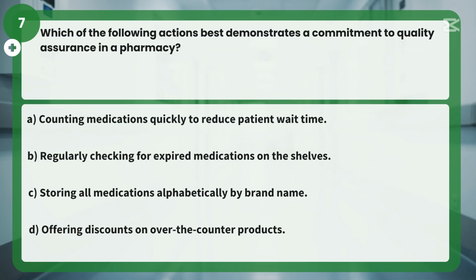Question 7. Which of the following actions best demonstrates a commitment to quality assurance in a pharmacy? A. Counting medications quickly to reduce patient wait time. B. Regularly checking for expired medications on the shelves. C. Storing all medications alphabetically by brand name. D. Offering discounts on over-the-counter products.